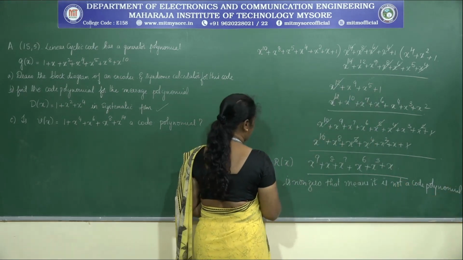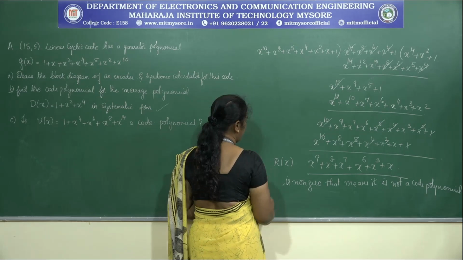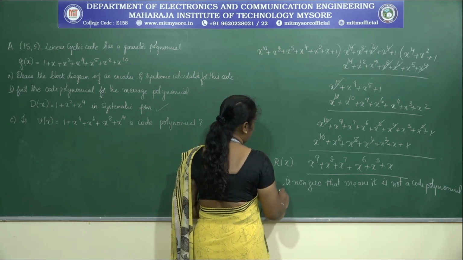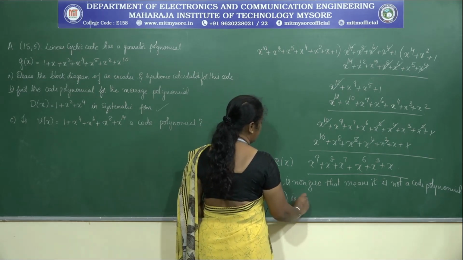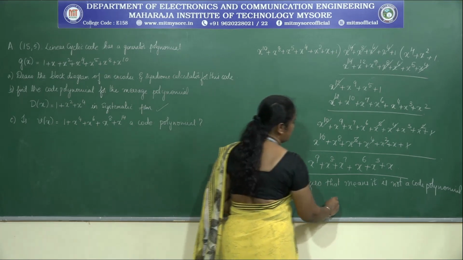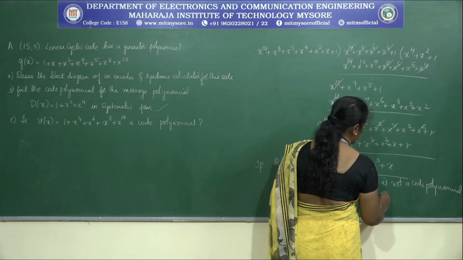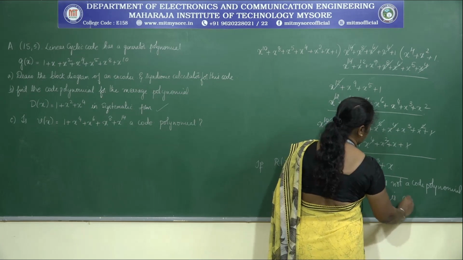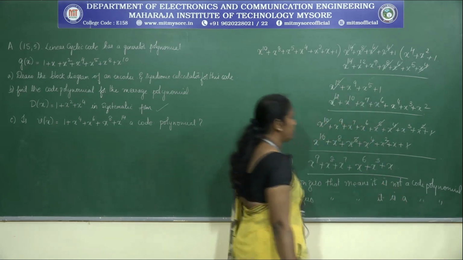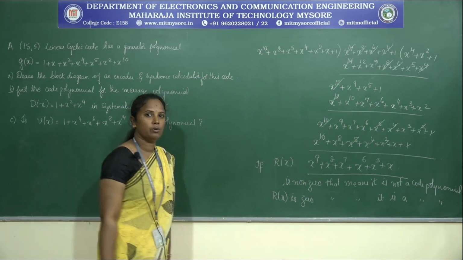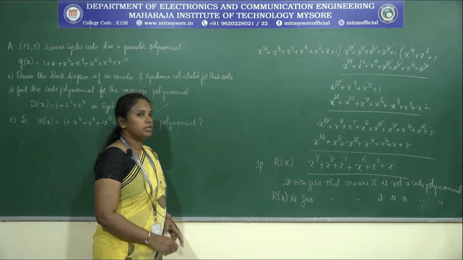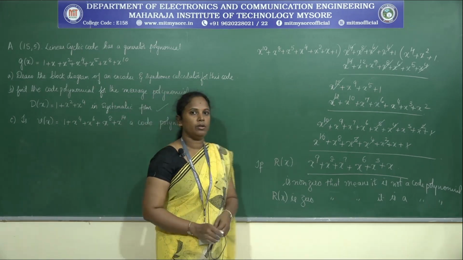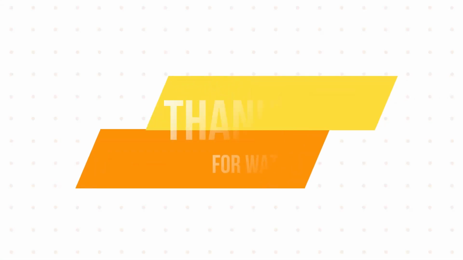If r of x is 0, that means it is a code polynomial. This is how we are going to check whether it is a code polynomial or not. So this completes the fourth module. Thank you.